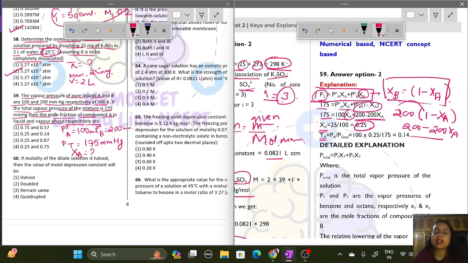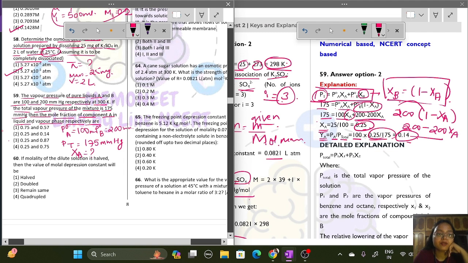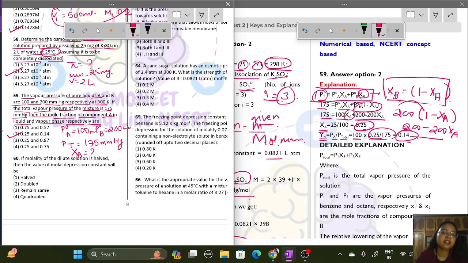So what happens in vapor phase? Its formula comes out to be Ya equals Pa by P total. So Pa is 100, and dividing by total we get 0.14. 0.14 is the mole fraction in vapor phase, and XA is the mole fraction in liquid phase. So 0.25 and 0.14 is the correct answer, which means option number 2. Option number 2 is the correct answer for question 59.